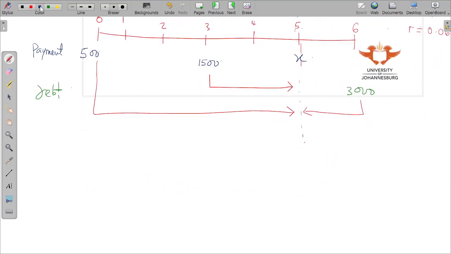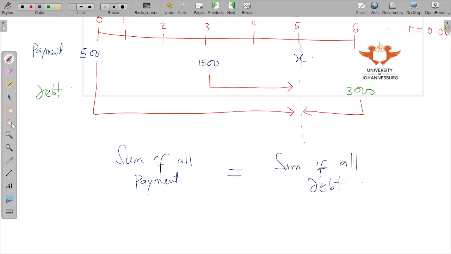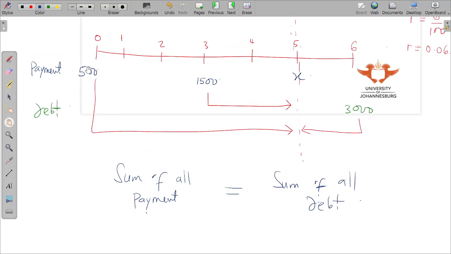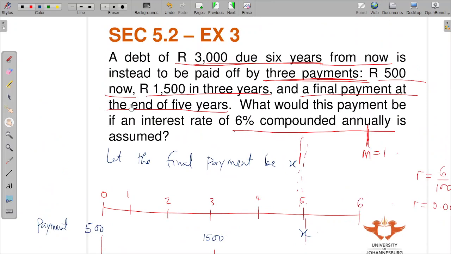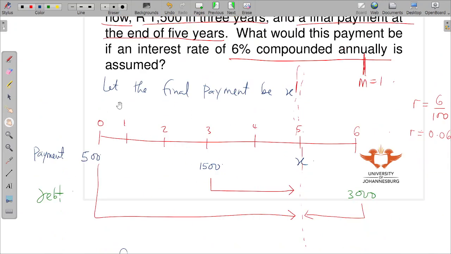Don't forget this formula we are going to use: the sum of all payments will be equal to the sum of all debts. This payment, we are not just using it as is, we are not using the 0. We have to calculate it to this x. So it will be 1, 2, 3, 4, 5 to x.